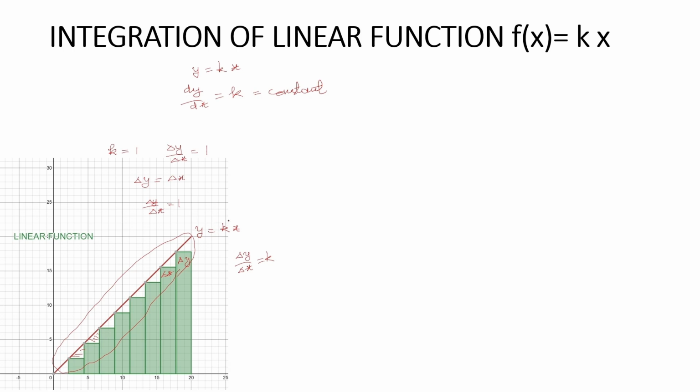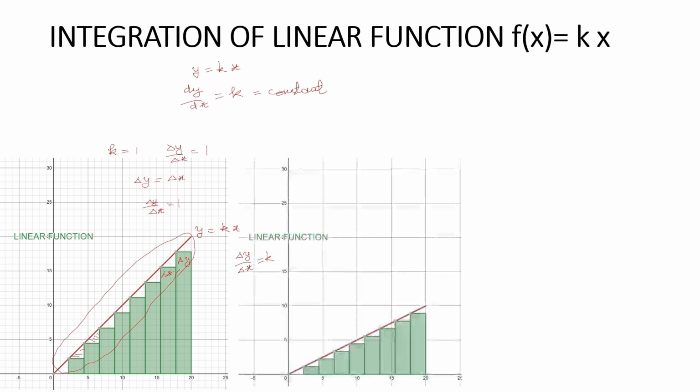Next, we can consider a case where k can be a different value also. So for example, the second case is k is less than 1. The equation can be of this form: y is equal to 0.5x. So when you find dy by dx, this will be 0.5, and delta y by delta x will also be equal to 0.5, which is equal to k.